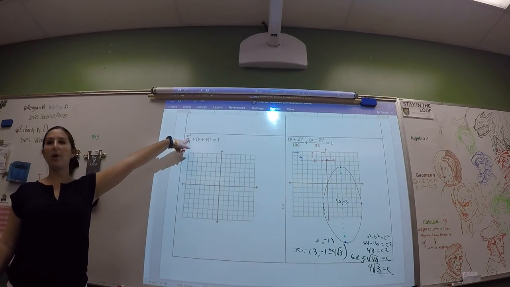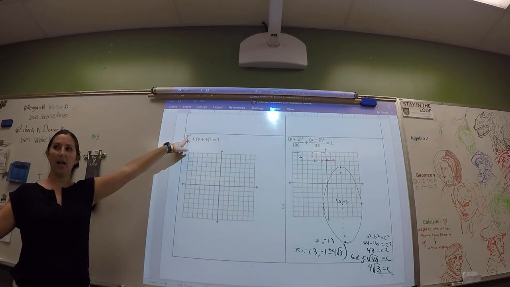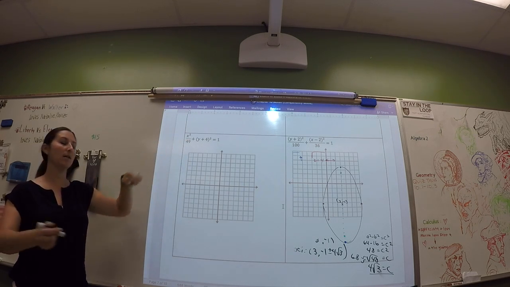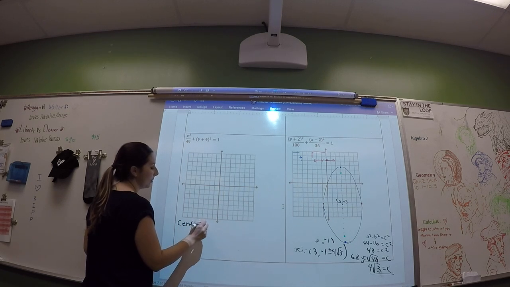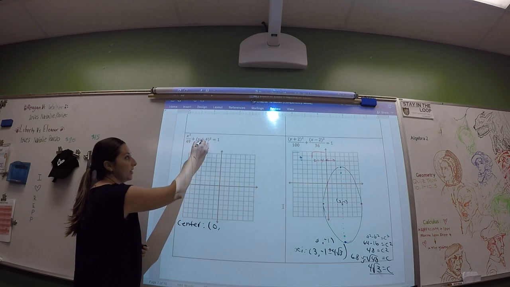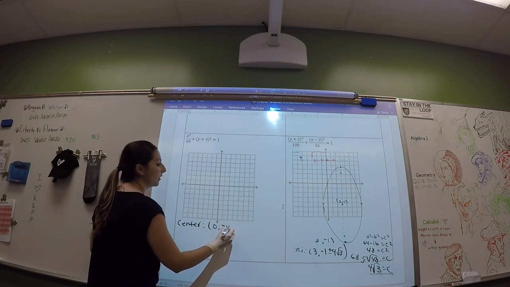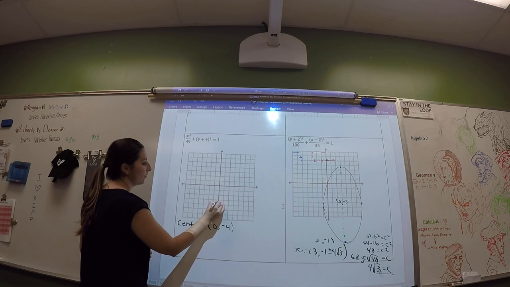When there are no parentheses, that means that that particular coordinate is 0. So since it's not like x minus something, that means the x coordinate of your center is going to be 0. Not vertex, center. We're not doing a parabola. So your center x is 0, and then your center y is -4. That's our center down here. 1, 2, 3, 4.